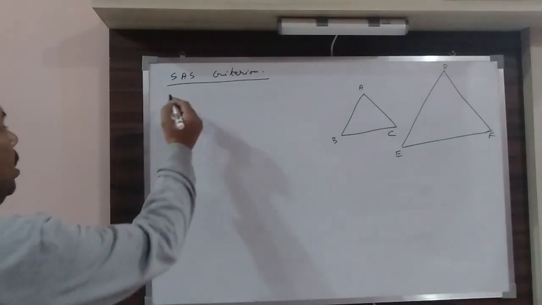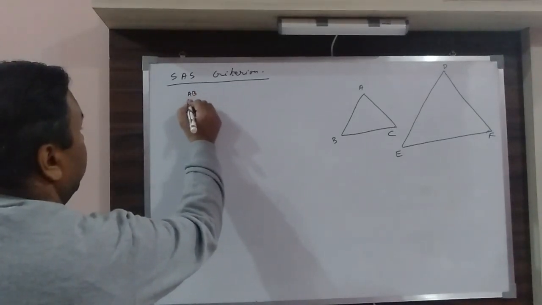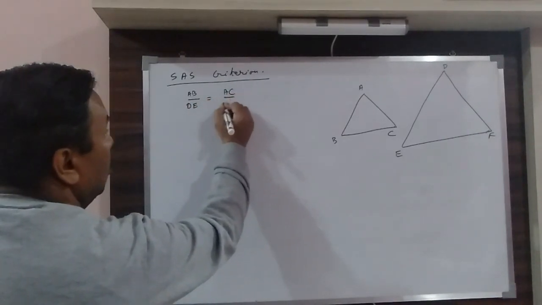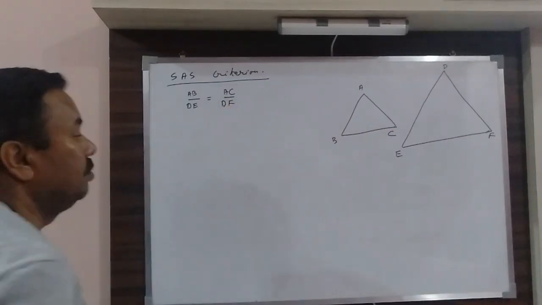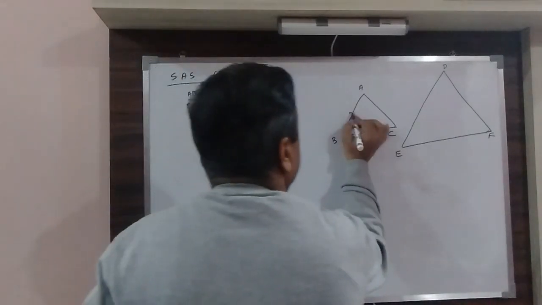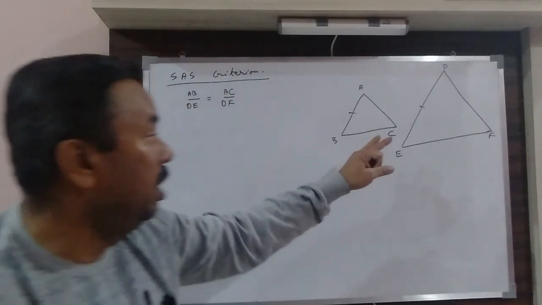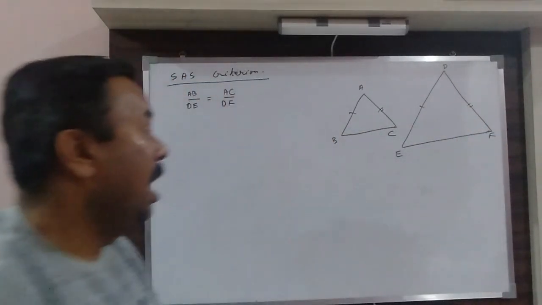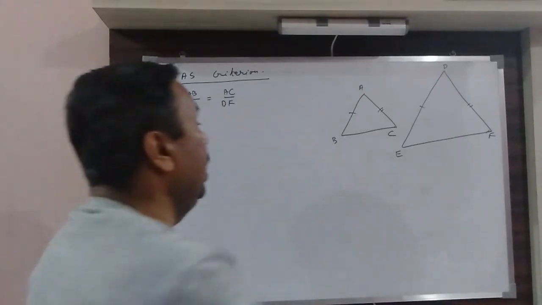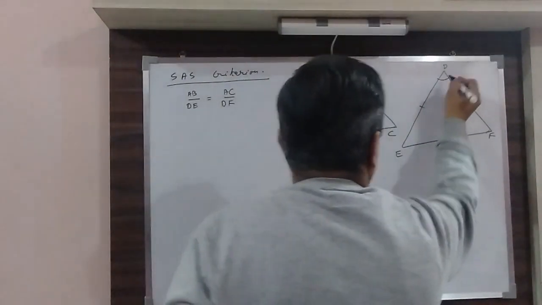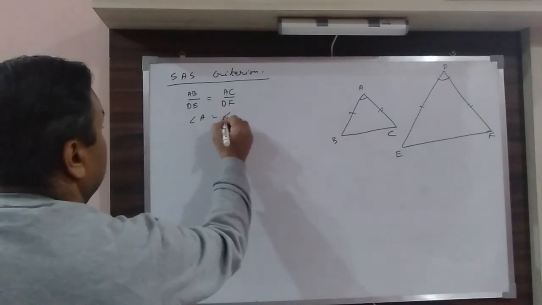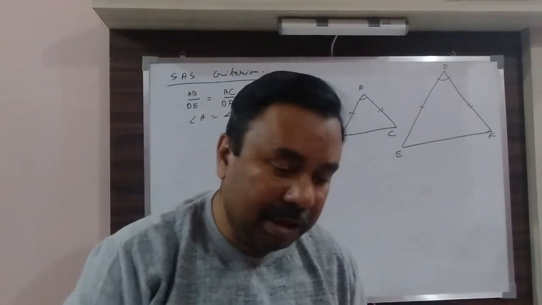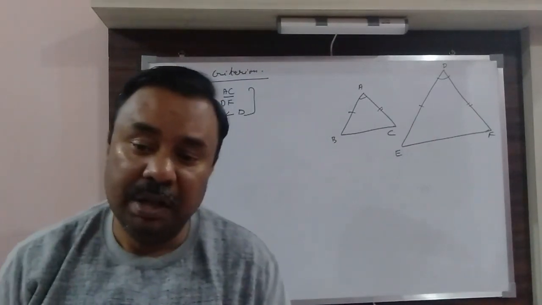What does that mean? It means that it is given that AB over DE is equal to AC over DF. This is the corresponding ratio of these two sides equal to the ratio of these two sides. And what is the intervening angle? That is angle A, and angle A is equal to angle D. These two things are given to you. Then you have to prove that these two triangles are similar.